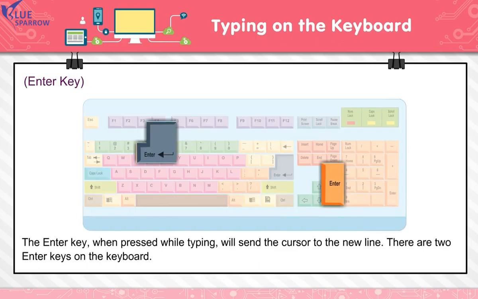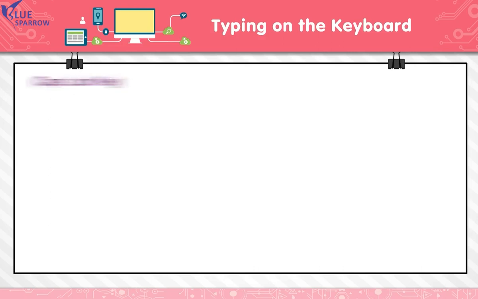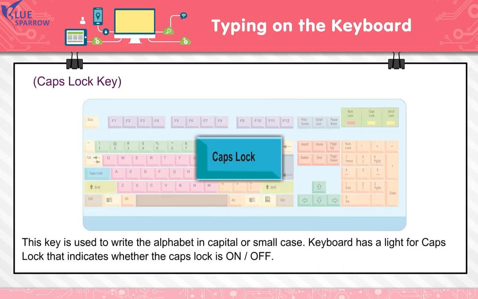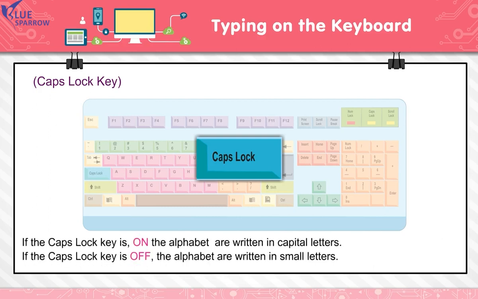Enter key. The enter key when pressed while typing will send the cursor to the new line. There are 2 enter keys on the keyboard. Caps lock key. This key is used to write the alphabet in capital or small case. Keyboard has a light for caps lock that indicates whether the caps lock is on or off. If the caps lock key is on, the alphabet are written in capital letters. If the caps lock key is off, the alphabet are written in small letters.